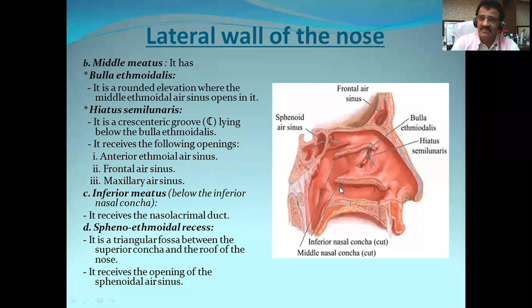Now this inferior nasal concha has a space below it, and that becomes your inferior nasal meatus. It receives the nasolacrimal duct here. The nasolacrimal duct is a canal or duct connecting the eye to the nose.